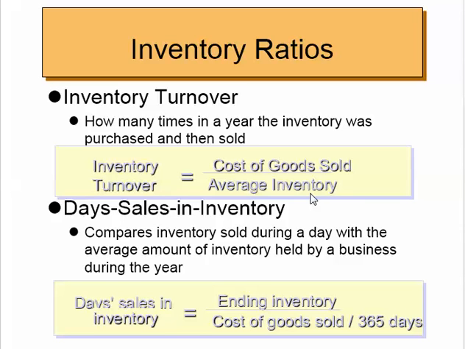The second ratio, days sales in inventory, is going to take that just one step further, and I find it a little bit more meaningful. It's going to tell us how many days on average that particular inventory actually sits on the shelf. And the way that we calculate that is our ending inventory divided by cost of goods sold divided by 365. So we'll take a look at an example here.